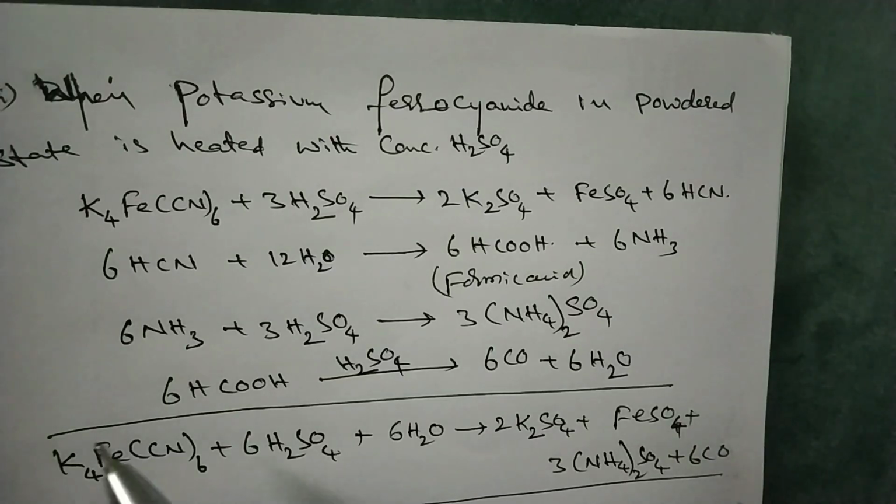Like this, potassium ferrocyanide reacts with sulfuric acid and water to form potassium sulfate, ferrous sulfate and ammonium sulfate, and carbon monoxide is formed.